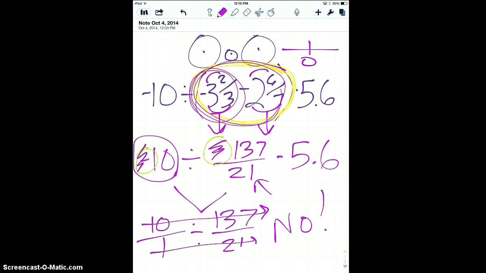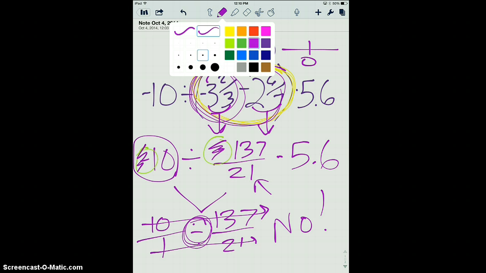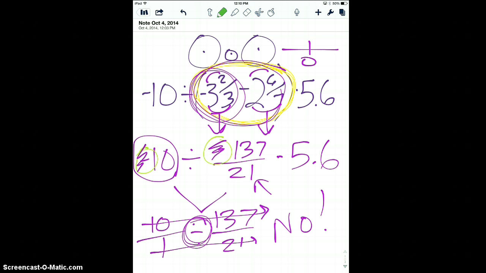Meaning that I'm going to have to change this division to something else. So what is that something else? It's multiplication. So I'm going to leave 10 over 1, I'm going to change it to multiplying, and I'm going to flip around this number.